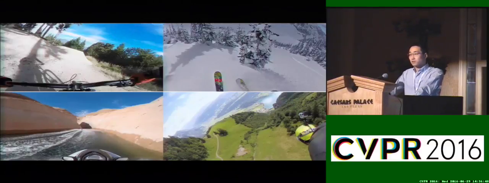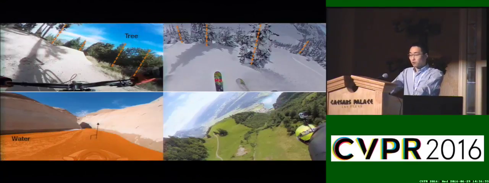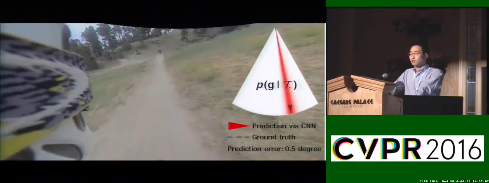Gravity cues exist in nature. For instance, trees grow vertically. The surface normal of the water aligns with the gravity direction, and the gravity is perpendicular to the horizon. Therefore, we can directly learn the visual semantics of the gravity from the images. Here, we predict the likelihood of the gravity using a convolutional neural network, which produces about a 0.5 degree error.